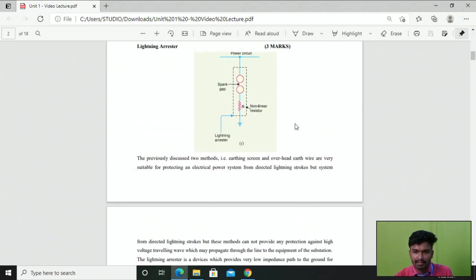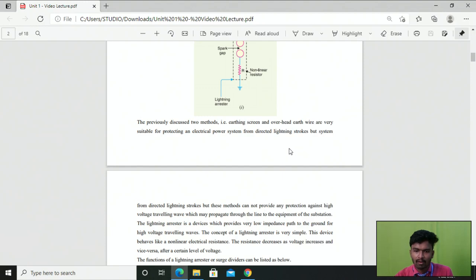So the third device is the lightning arrestor, which is also called a surge diverter. This surge diverter is mainly used to provide protection against both direct and indirect lightning strokes. The two previously discussed methods, the earthing screen and the overhead ground wire, are very suitable for protecting an electrical power system from direct lightning strokes.